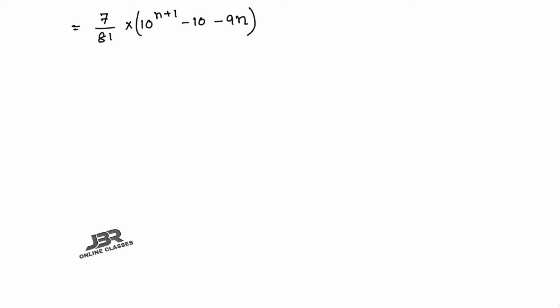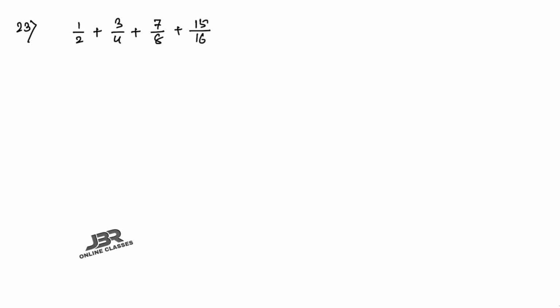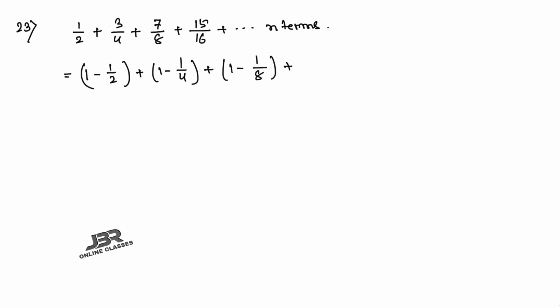Now the next one will be the same as this one, and the third one will also be the same, so I hope you can solve it. So here in sum number 23, sum the series 1 by 2 plus 3 by 4 plus 7 by 8 plus 15 by 16, dot dot dot up to n terms. Okay, so you can write 1 by 2 as 1 minus half, no problem. Next one, 1 minus 1 by 4 becomes 3 by 4. 1 minus 1 by 8 gives 7 by 8. Then 1 minus 1 by 16, plus dot dot dot up to n terms.